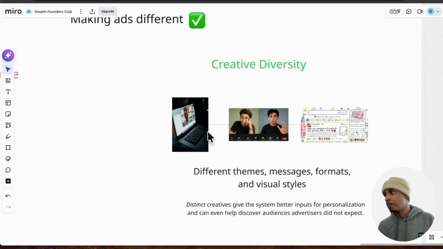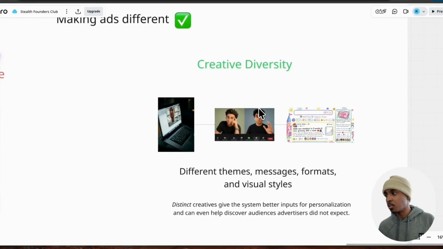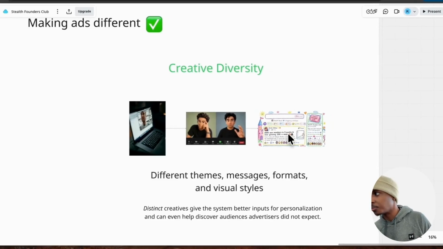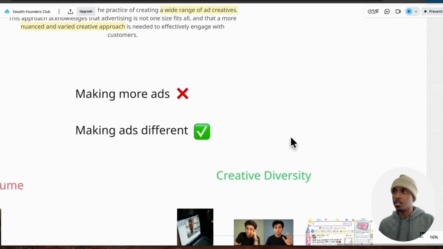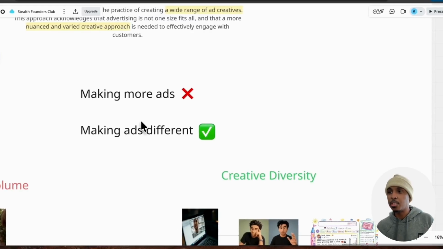So putting the same message or similar messages out using different visual styles and formats could allow the algorithm to personalize the experience better because some people may like this format better, the reel using real people. Some people are attracted to the AI characters. This one might just stop the scroll more, right? So again, it's about making ads that are different from each other and not about making more ads.